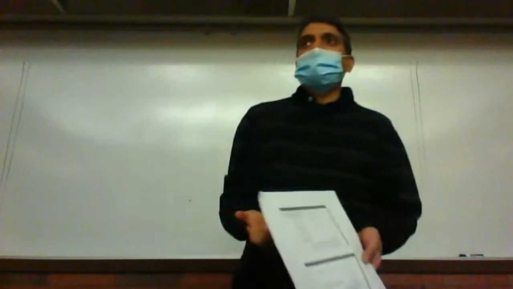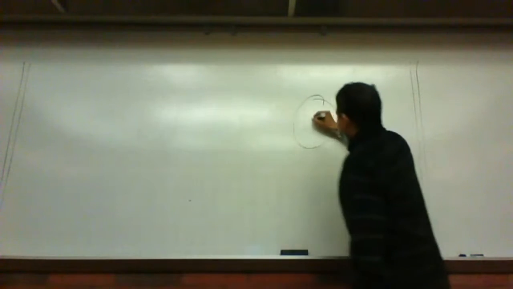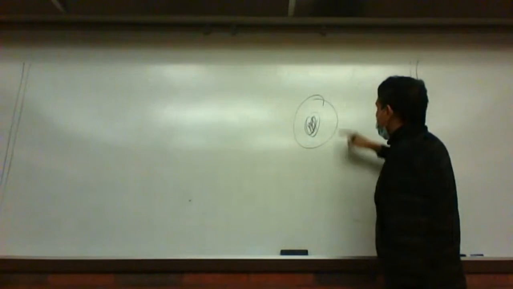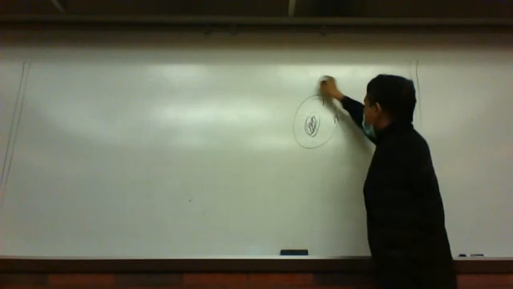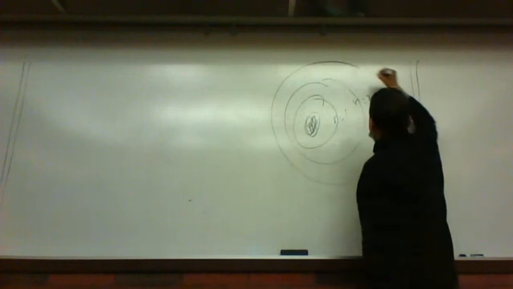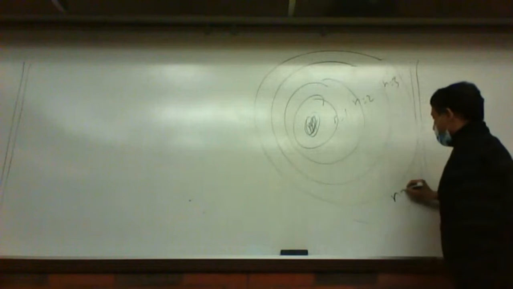So how many electrons can we put in the orbit? That's what I'm discussing in slide number 1. Let's say we have the first orbit. There are neutrons and protons in the nucleus. This is the first orbit, n equals 1. This is the n equals 2 orbit. This is the n equals 3 orbit. This is the n equals 4 orbit.